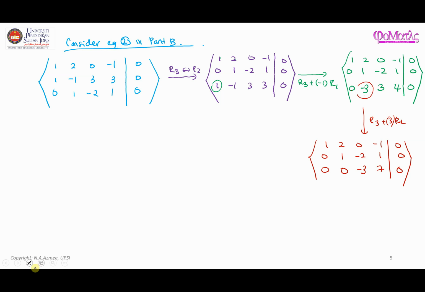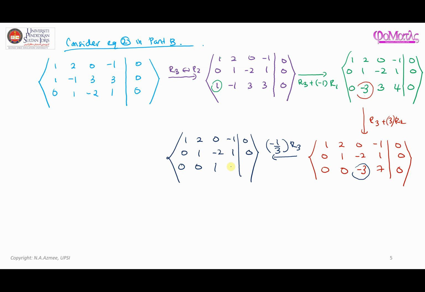Okay, so next is to turn this to be 1. Negative 1 over 3 R3. 1 2 0 negative 1 0, 0 1 negative 2 1 0, 0 0 1 negative 7 over 3 0.